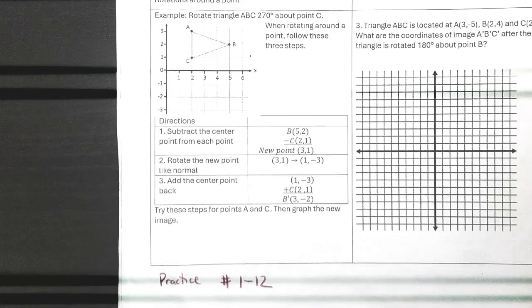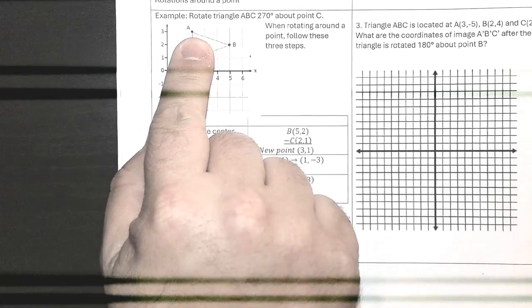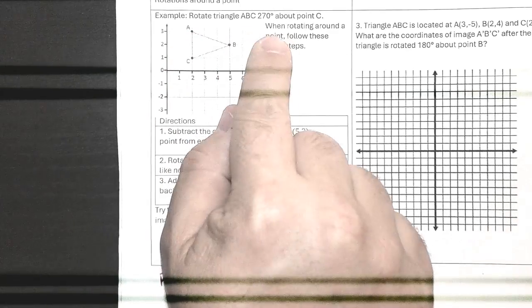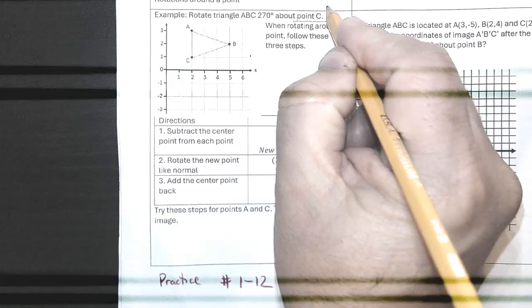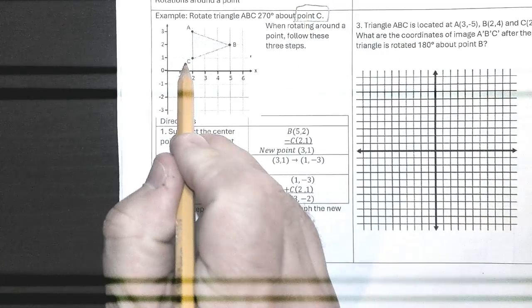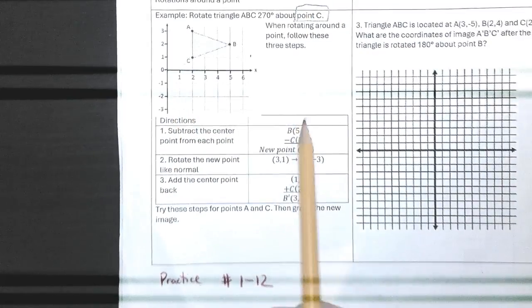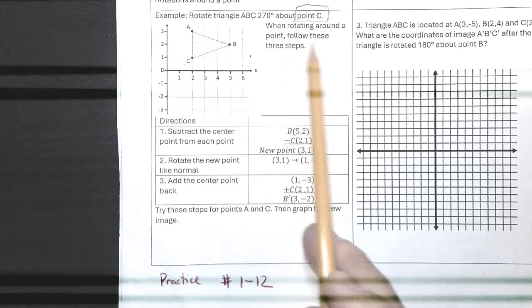So, for our example here, rotate triangle ABC 270 degrees about point C. Point C is where we're going to rotate from, so right here. When rotating around a point, follow the 3 steps.